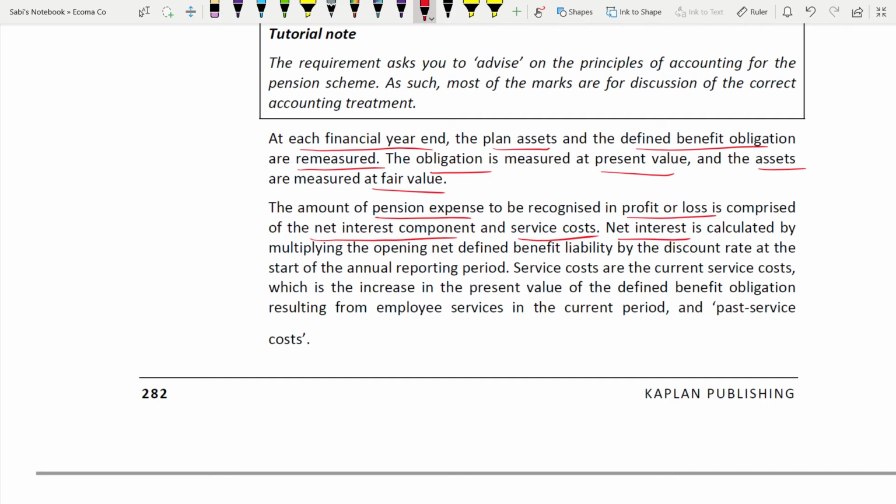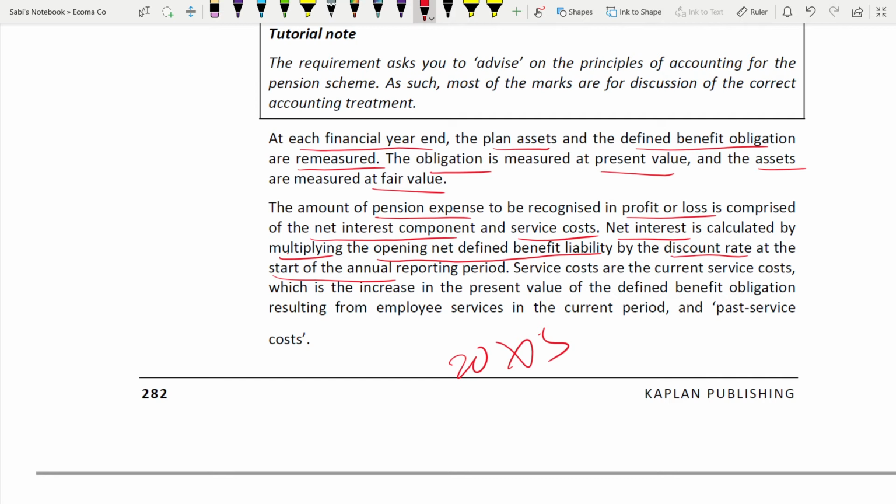So net interest, you multiply the opening liability by the discount rate at the start of the annual reporting period. This is the reason why I've taken you through the calculation first and then shown you the explanation. So now when I explain, you will understand it better. With the opening net defined benefit liability, you multiply the opening discount rate, at the start of the annual reporting period, which is 5.5%, not the 5.9%. Even though they told you to calculate for 2005, right? But interest you have to take for the opening.